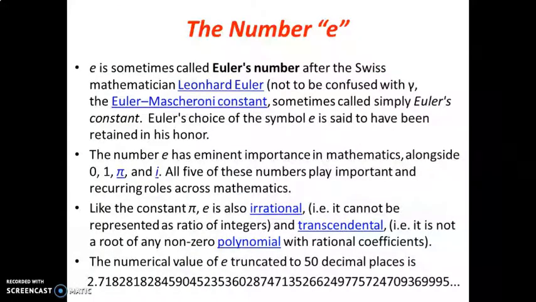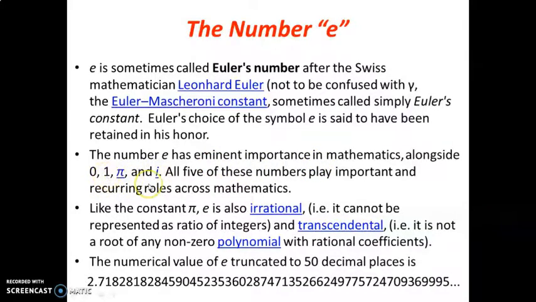So now let's jump back to the number e, because we said that natural log, the log of base e, is a very important one. Let's give a little history here. E is sometimes called Euler's number, after the Swiss mathematician Leonhard Euler, not to be confused with this other character which represents another constant that he and somebody else are credited with. Euler's choice of the symbol e is said to have been retained in his honor. The number e has eminent importance in mathematics alongside 0, 1, pi, i.